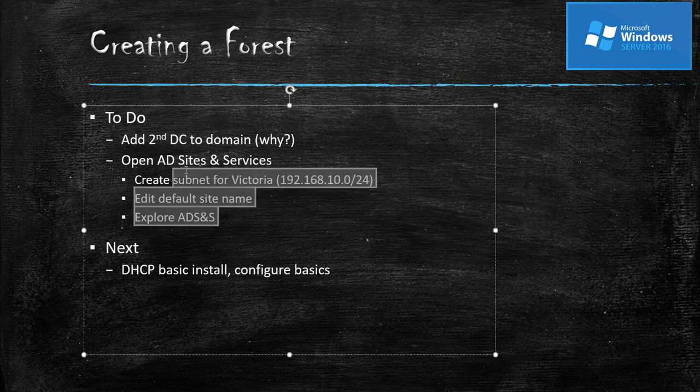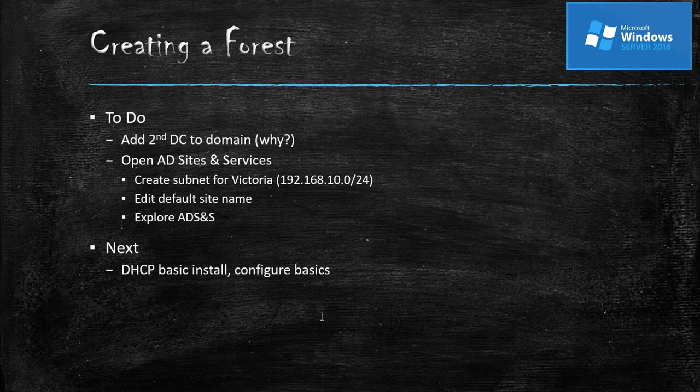And like I mentioned, we'll poke around Active Directory Sites and Services. We'll create a subnet, edit the default site name, and explore around. After this video, I plan to show how to install DHCP and configure some of the basics. So we can jump right in here and I'll get the VMs.